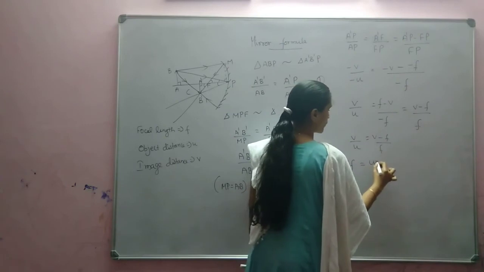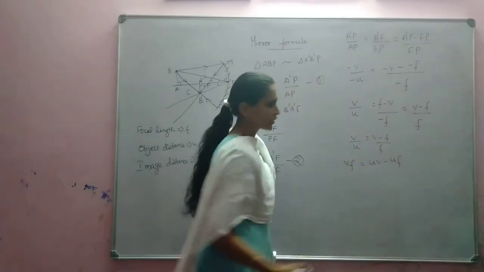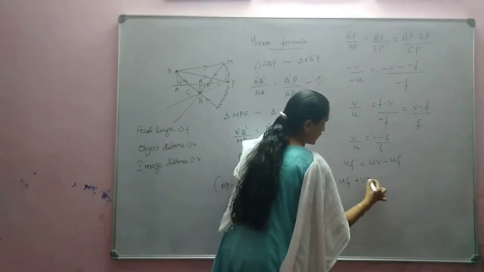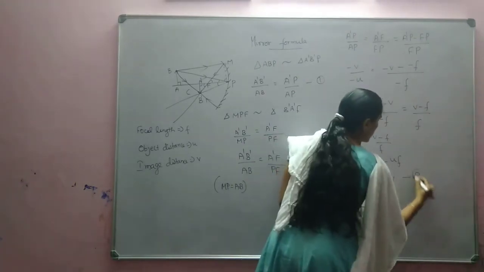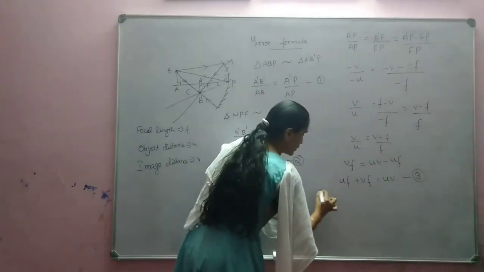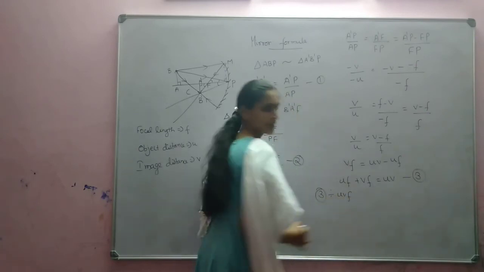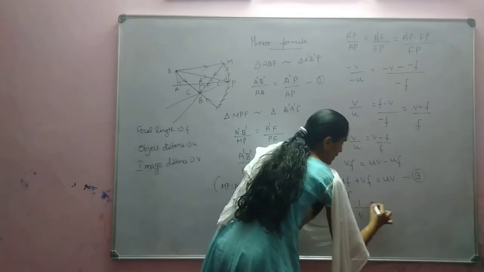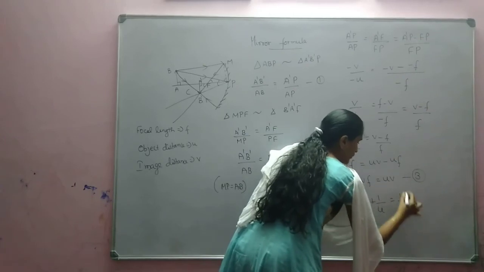VF is equal to UV minus UF. UF part you can take to this side. So UF plus VF is equal to UV. The third equation, we can divide the third equation by UVF. What you will get? 1 by V plus 1 by U equal to 1 by F.